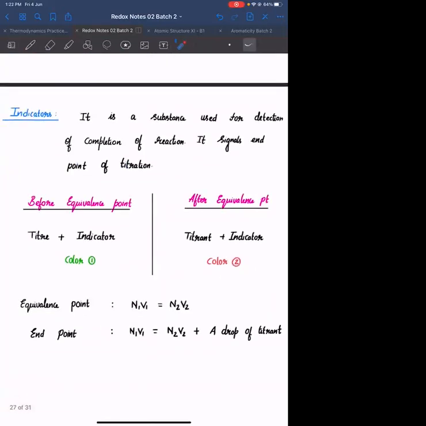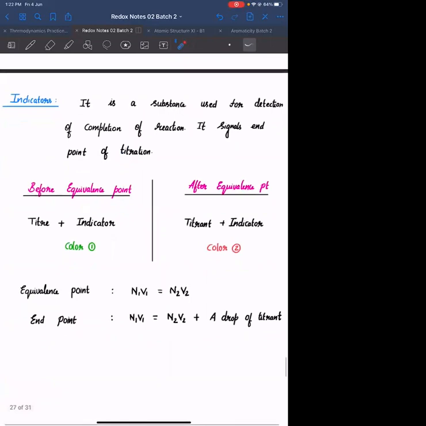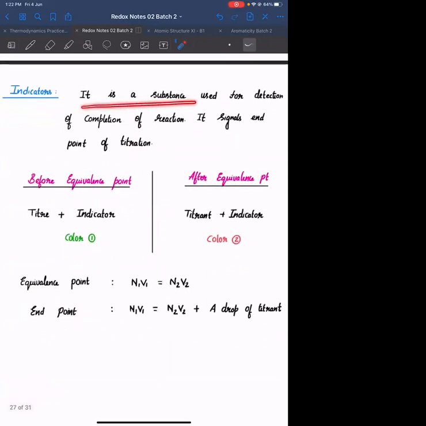Indicators जो है, indicator का काम exactly कैसे होता है यहाँ पे देखते हैं. It is a substance used for the detection of completion of the reaction. It signals end point of the titration. And ये जो indicator है, we will be introducing it in very less amount. एक drop या दो drops डालेंगे.